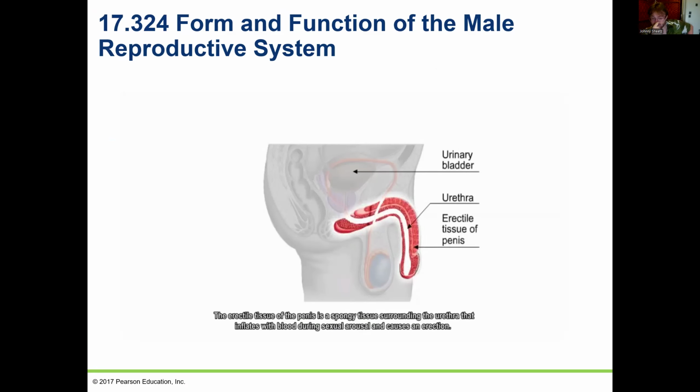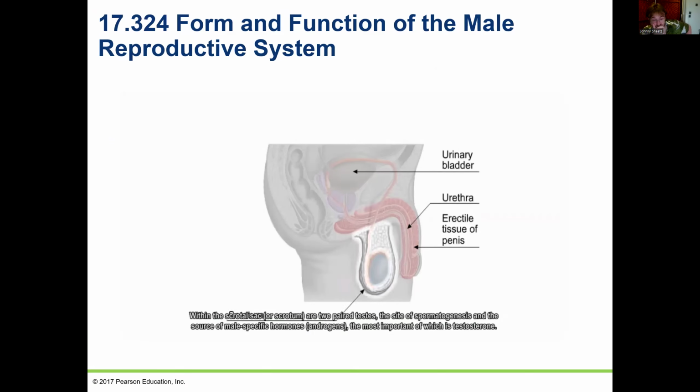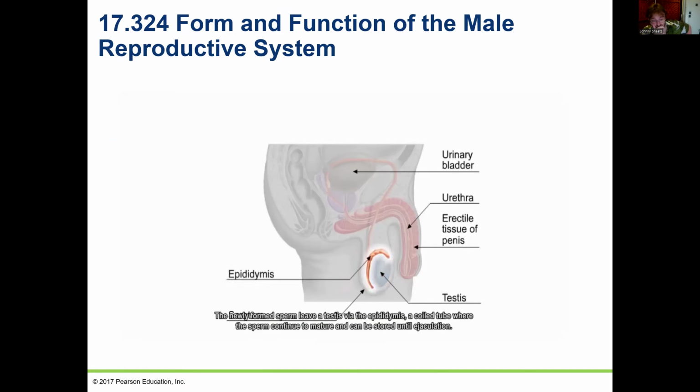The erectile tissue of the penis is a spongy tissue surrounding the urethra that inflates with blood during sexual arousal and causes an erection. This mechanism provides for the delivery of semen into the female reproductive tract during ejaculation. Within the scrotal sac, or scrotum, are two paired testes, the site of spermatogenesis, and the source of male-specific hormones called androgens, the most important of which is testosterone. The newly formed sperm leave a testis via the epididymis, a coiled tube where the sperm continue to mature and can be stored until ejaculation.